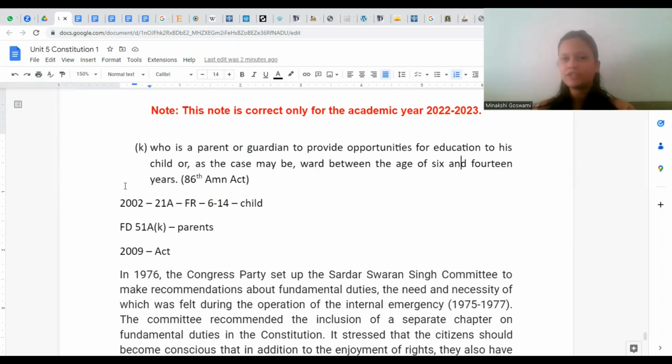So it was added by the 86th Constitutional Amendment Act. And based on that, the legislation was also passed in 2009. From 2010, it became effective. It came into force.